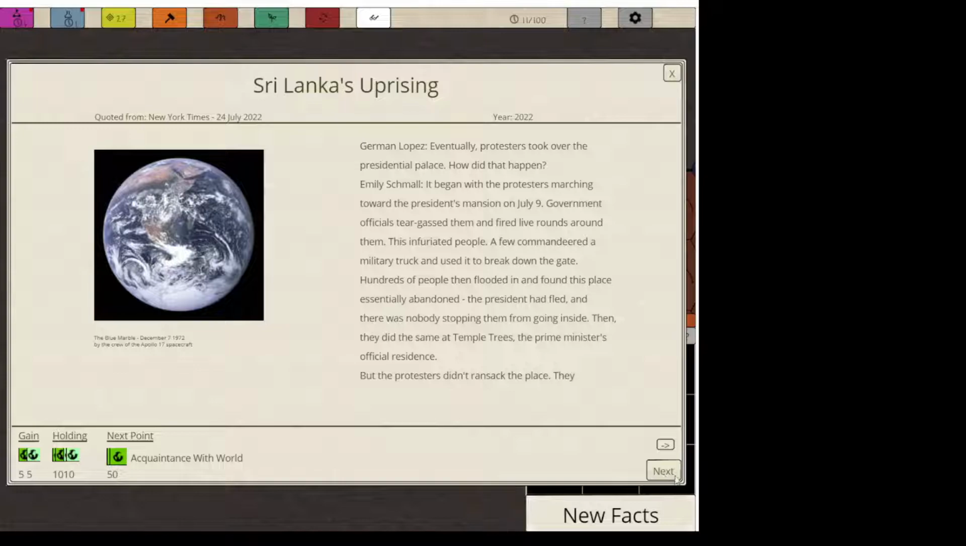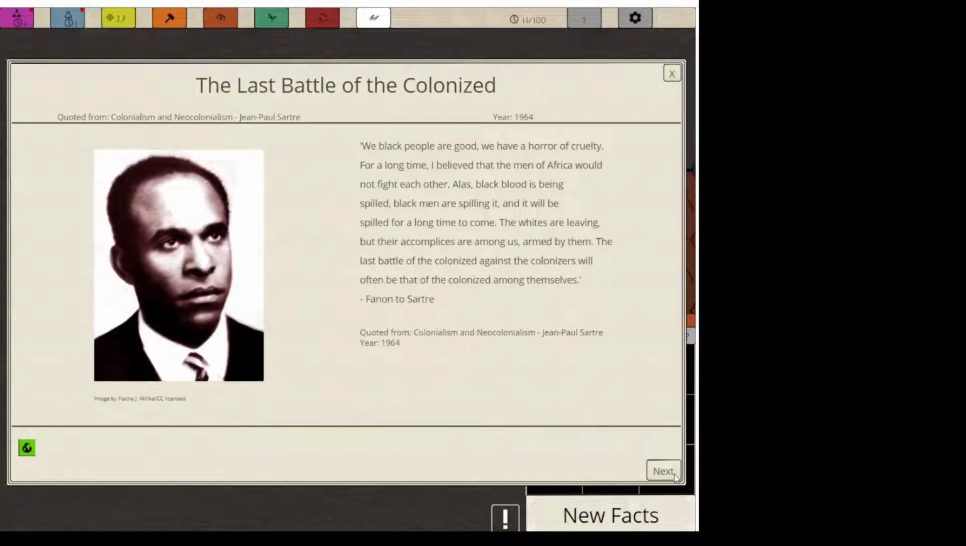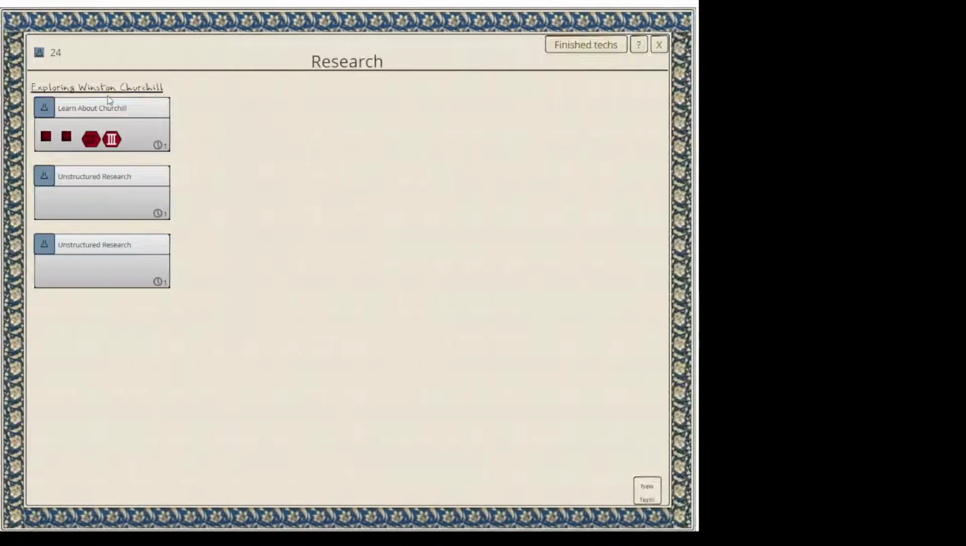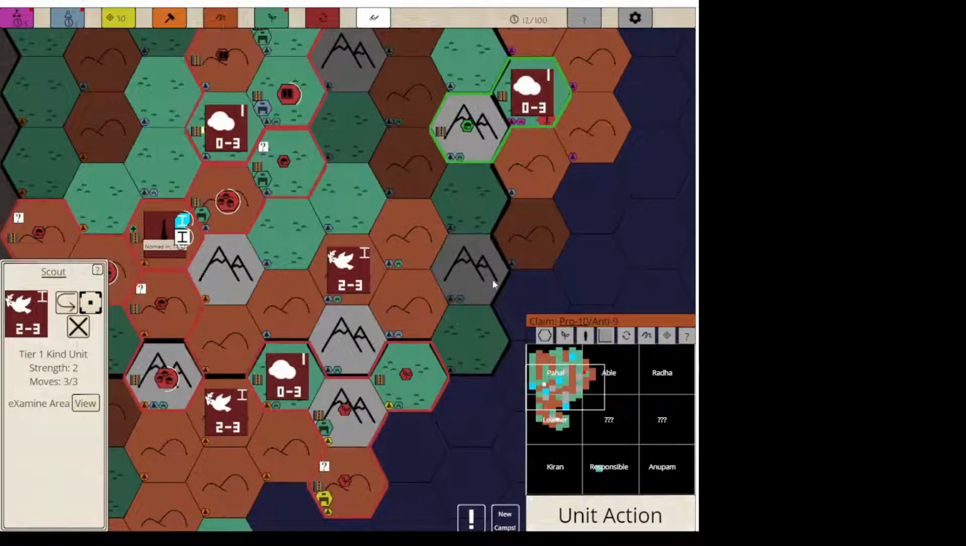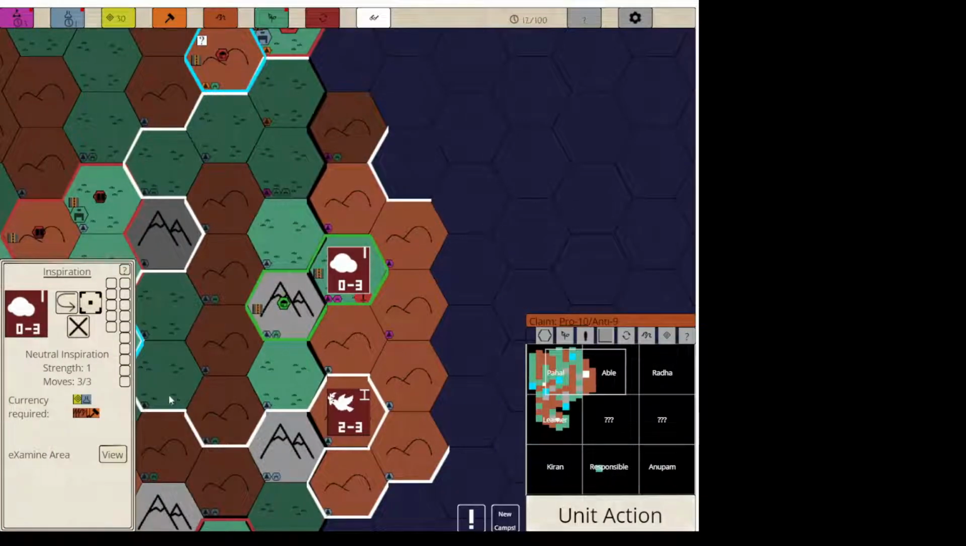We've got Sri Lanka's uprising in 2022. Kropotkin in 1892 talking about the Paris Revolt. And this is actually Jean-Paul Sartre, but from Fanon? No, I'm sorry, my mistake. This is Fanon writing to Sartre in Sartre's book, Colonialism and Neocolonialism. And this quote has actually stuck with me for a long time, that the last battle of the colonized against the colonizers will often be that of the colonized among themselves. Because you can really see the bones of the colonial era in a lot of present-day conflict. And I'm sure you can come up with some examples yourself, but this game also goes over a lot of that. So you can try that out.